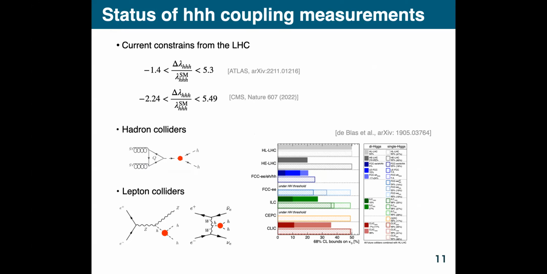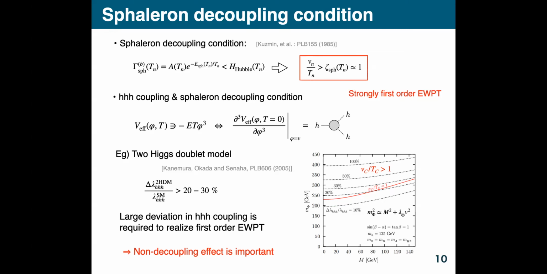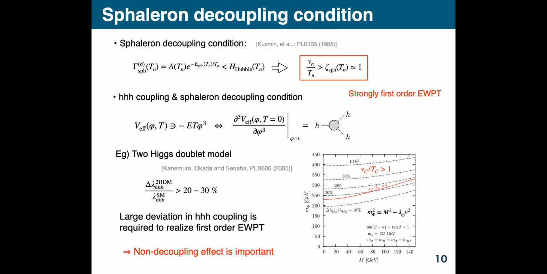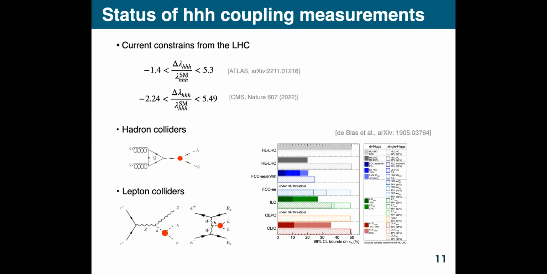And then I will review the current and future constraints on the triple Higgs coupling. This is the current constraint from the LHC result. As we can see, the constraint on the triple Higgs coupling is very weak. Therefore, we can realize such a large deviation in the parameter space. And this figure shows the future constraint on the triple Higgs coupling.